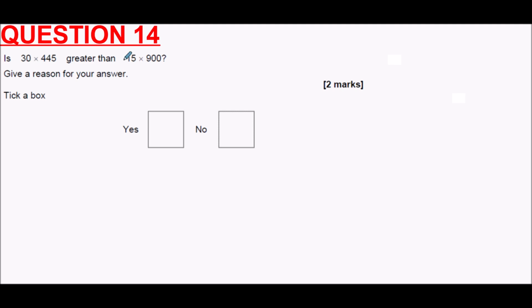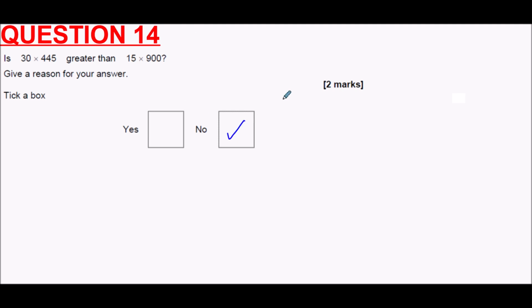First of all, we've got 30 and 15. 30 is double what 15 is. Okay, so this one's twice as big. We'll compare these two here, 445 and 900. Half of 900 is 450. But 445 is less than half. And so 30 times 445 is going to be less than this one here. So is it greater? No, it isn't.